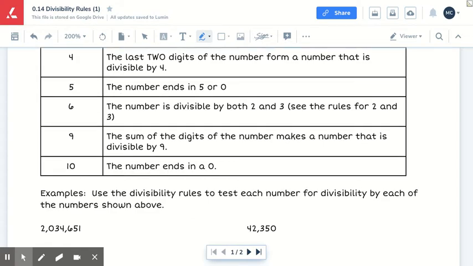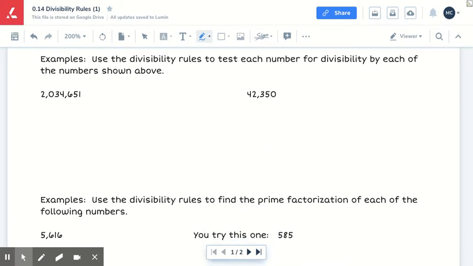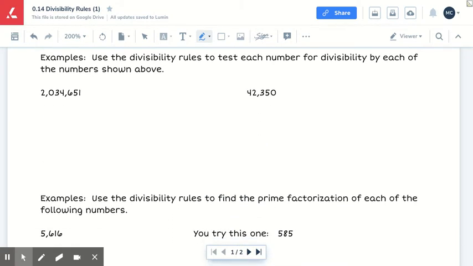Okay, so we're going to practice these divisibility rules first. We're going to start with a couple of kind of large numbers. So for our first one, this is 2,034,651. I want to test this one to see if it's divisible by each of the numbers up in our chart there. So I'm going to start with 2.